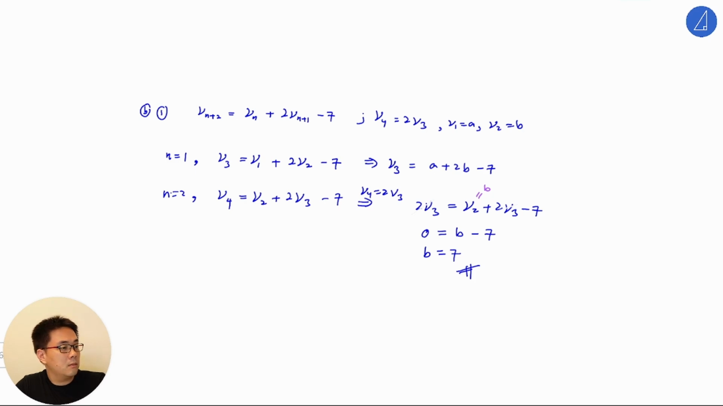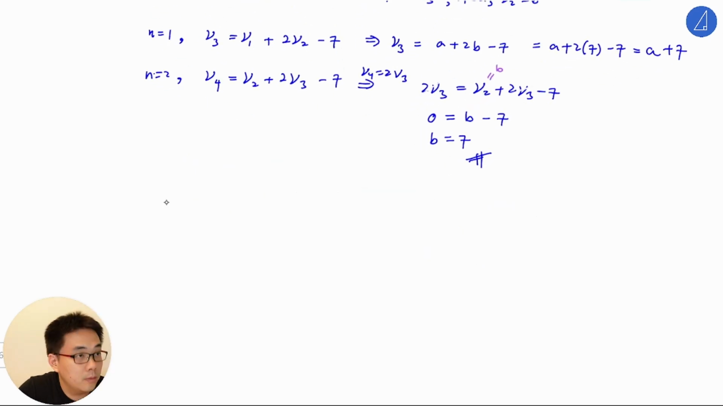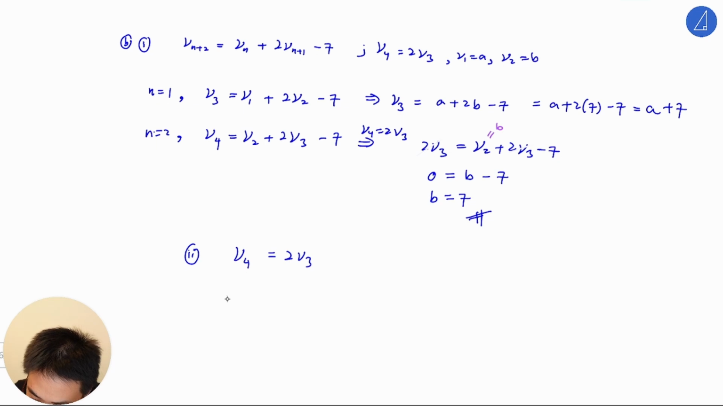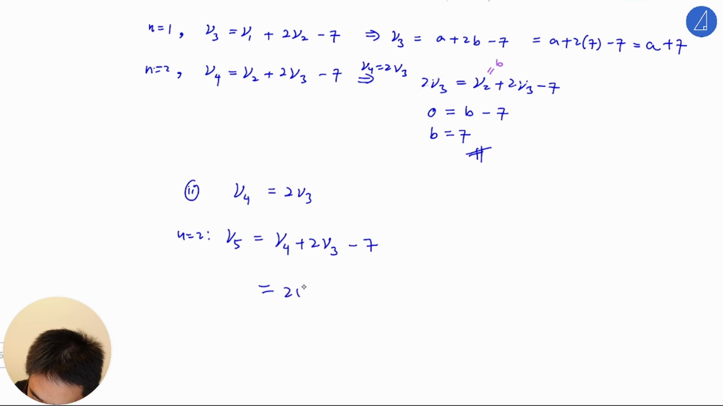3 marks. Okay, so same thing. To find V5 in terms of A, we just need V4 in terms of A first. So V4 equals 2V3, right? So V5, when n is 2, is V4 plus 2V3 minus 7. So V4 will be 2V3 plus 2V3 is 4V3 minus 7.